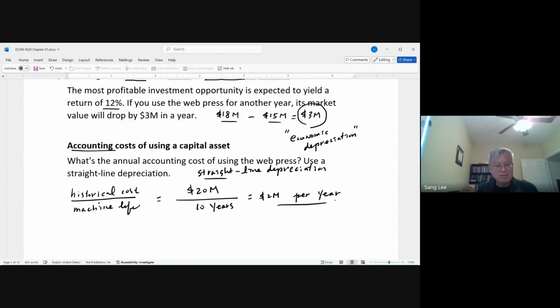That's it. We just assume that each year your web press machine will lose its value by $2 million a year. And so after 10 years, it has no value. But in the real market, it could still have some value, but for tax purposes, its book value is zero. So that's how your CPA would calculate the accounting cost of a web press machine or your commercial truck. It's very simple. When we use straight line depreciation, you just divide the historical cost by the number of machine life years.